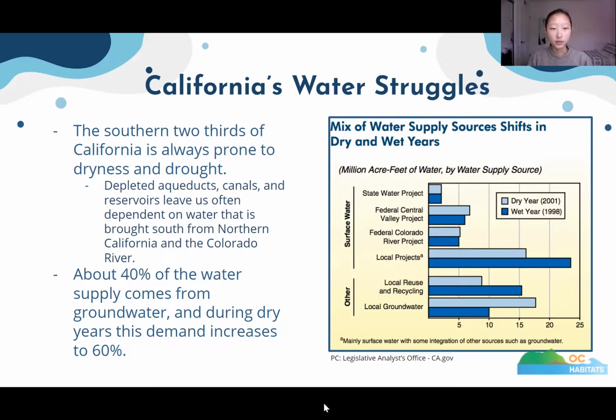In this graph, which is titled Mix of Water Supply Sources Shifts in Dry and Wet Years, the y-axis shows the different water supplies from surface water on the top to other on the bottom. And the x-axis shows by million acre feet how much water is supplied from these sources. On the very bottom supply, which is local groundwater, we can see that in the light blue bar, which is dry years, the demand is much higher than the dark blue bar, which is during the wet years.